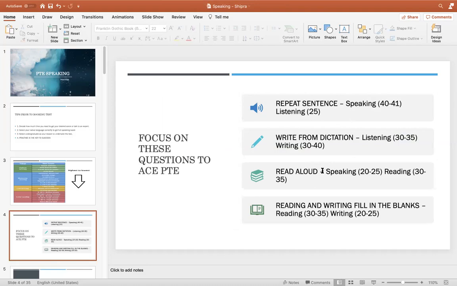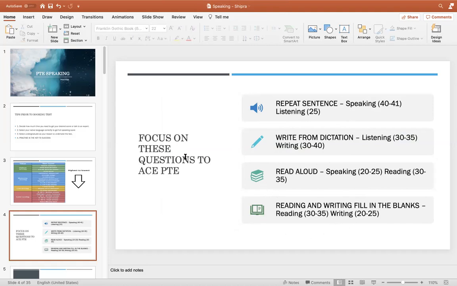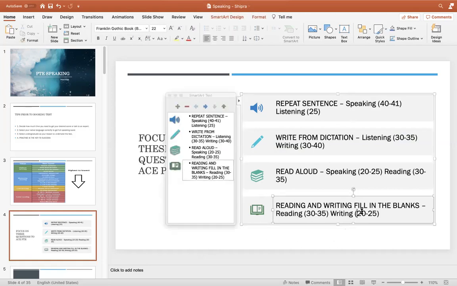Okay. Now next is your read aloud, which is the first question of PTE in your speaking module, where you get 20 to 25 points for speaking and about 30 to 35 points for reading. Again, reading fill in the blanks, which is one question from your reading module, gives about 30 to 35 points for reading and 20 to 25 points for writing. Now the points differ, for example, read aloud giving 20 to 25 points for speaking and 30 to 35 for reading. How does this happen? Even though 10 points are awarded per question for speaking, and only about five points are awarded towards reading, still your reading points are more.